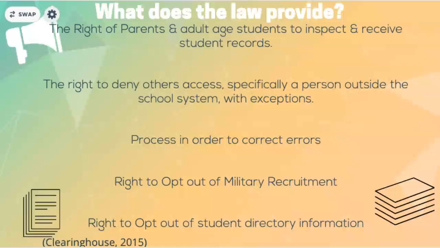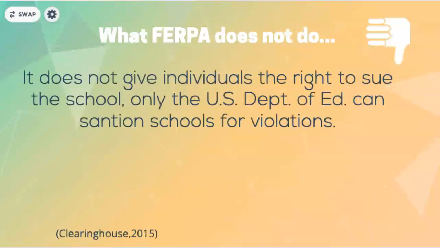What does the law provide? Well, it's the right of parents and adult-age students to inspect and receive student records, the right to deny others access, specifically a person outside the school system, with some exceptions. There's a process in order to correct errors. They have the right to opt out of military recruitment and the right to opt out of student directory information. What FERPA does not do, it does not give individuals the right to sue the school. Only the U.S. Department of Education can sanction schools for violations.